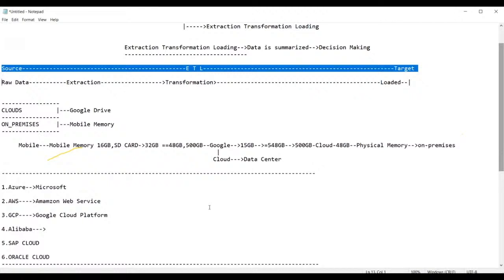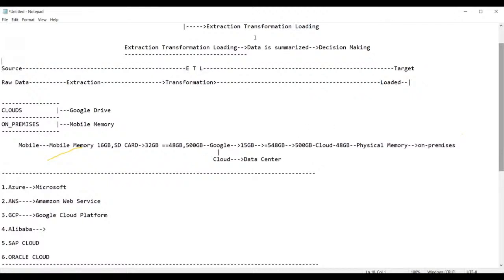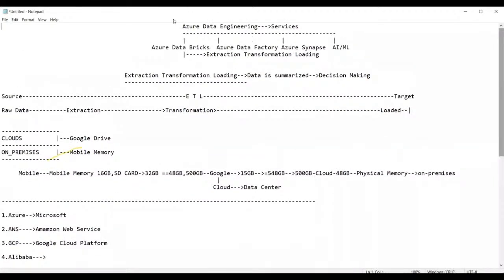This is also extraction, transformation, loading done. But my question is, what is exactly the use of ADB, that is called Azure Databricks? What does it do? We have to understand this. So now guys, let us come back here.